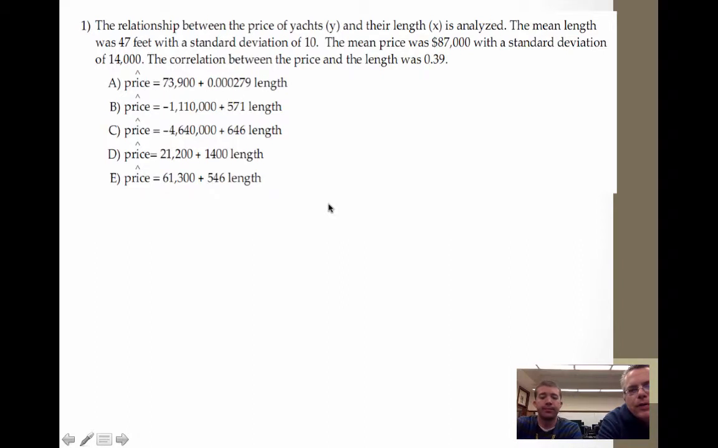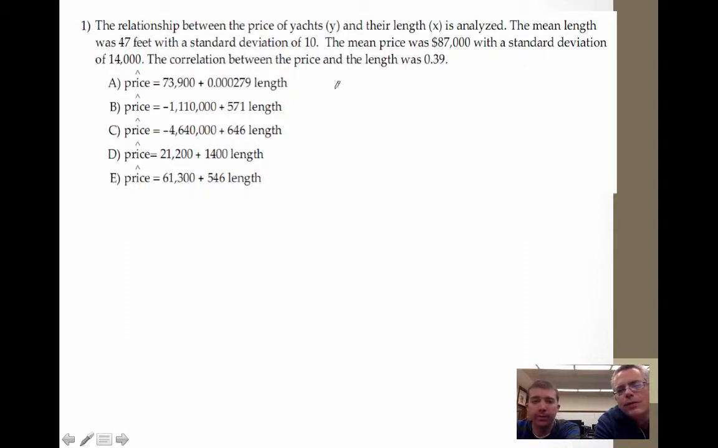Here we go. So the relationship between the price of yachts, I'll never have to worry about the price of a yacht, I've got to be honest, and their length X is analyzed. The average length was 47 feet and standard deviation of 10. So the length is X. So we're going to record our information as we go along.